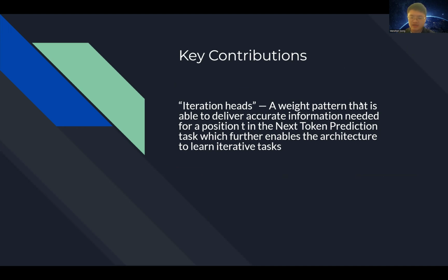in investigating the previously introduced problem, that is how CoT capability emerges in large language models, they introduced the concept called the iteration heads, that I summarize as a weight pattern that is able to deliver accurate information needed for a position T in the next token prediction task. This can further enable the model architecture to learn other iterative tasks. The iterative tasks in practice can represent a lot of those reasoning or inferring tasks, so it's a very important capability for a large language model. I will further illustrate this later.